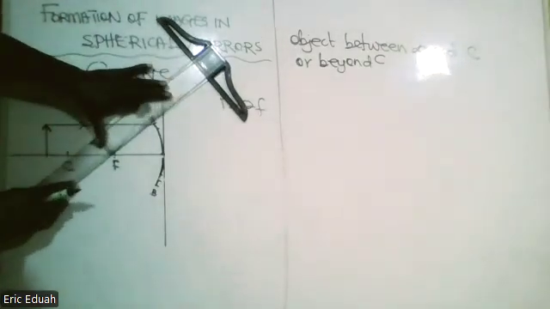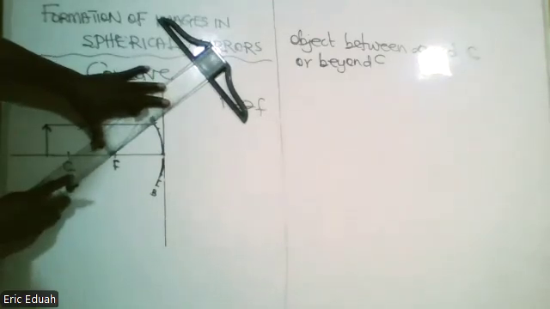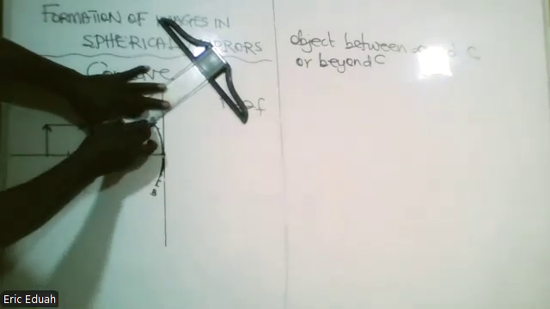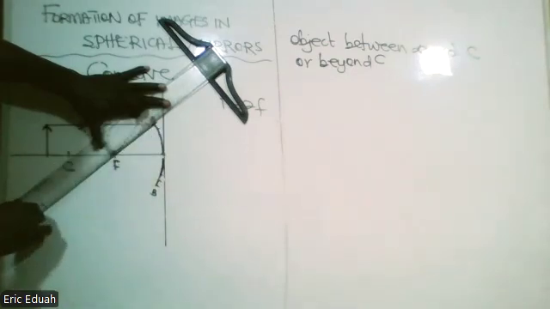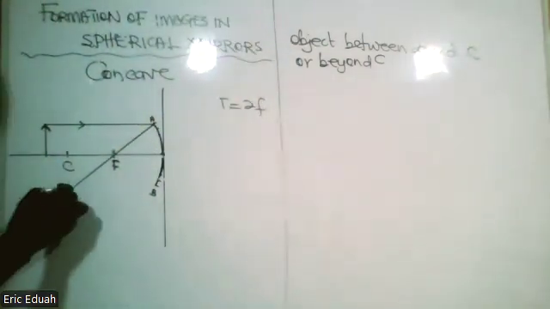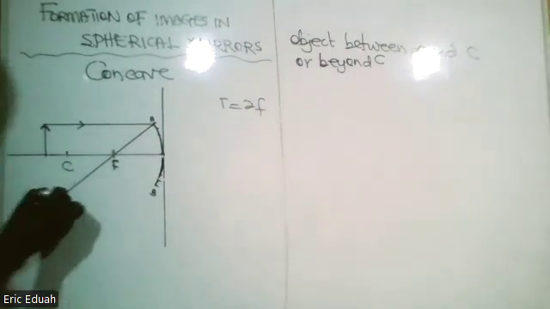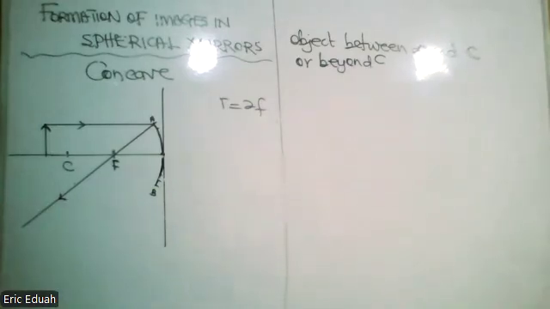If I use the terms, okay? So after reflection, the reflected ray passes through F. I need another rule. I need another rule. And there are several of them.